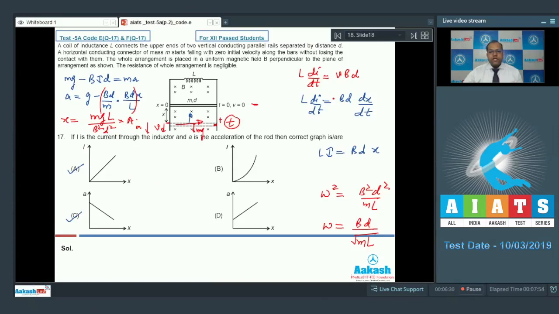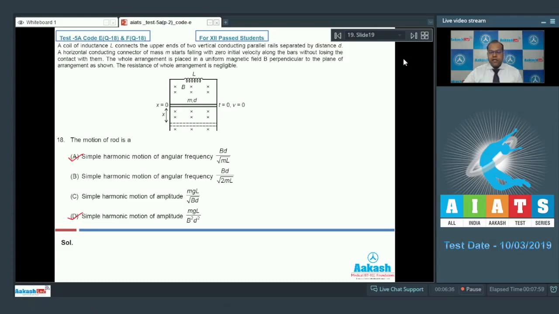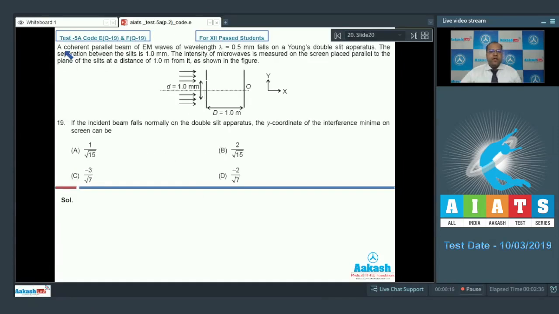So in this paragraph, the correct answer for question number 17 is AC, and for question number 18, it is A and D. Let's move to the second paragraph containing question number 19 and 20. In the second paragraph containing question number 19 and 20, it is given that a coherent parallel beam of EM waves of wavelength lambda equal to 0.5 mm falls on a Young's double slit apparatus. The separation between the slits is 1 mm, that is equal to d. The intensity of microwaves is measured on the screen placed parallel to the plane of the slits at a distance of 1 meter from it, as shown in the figure.